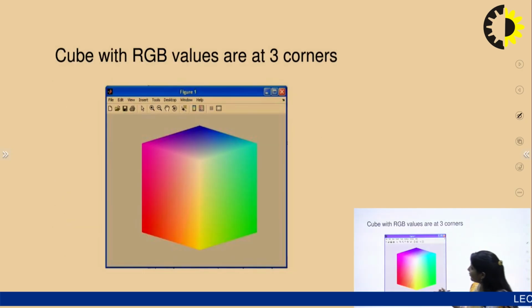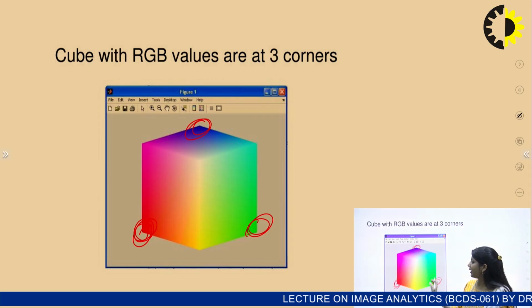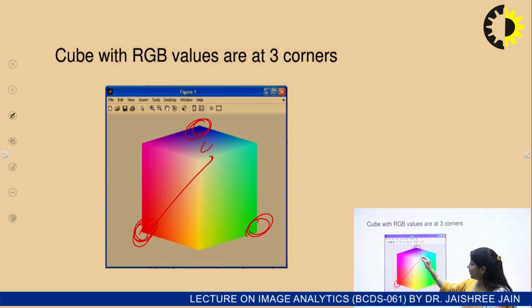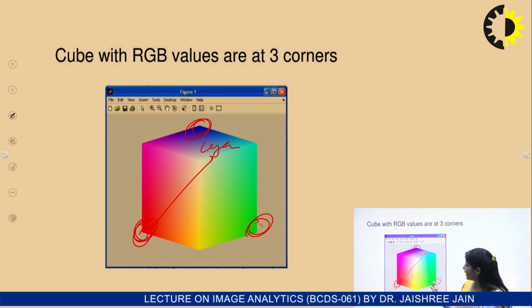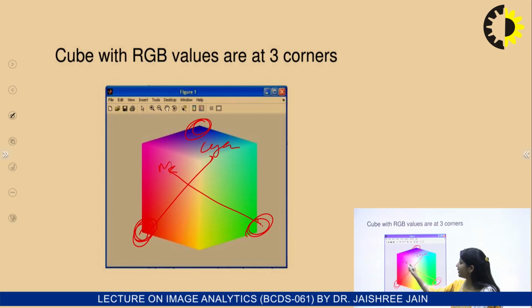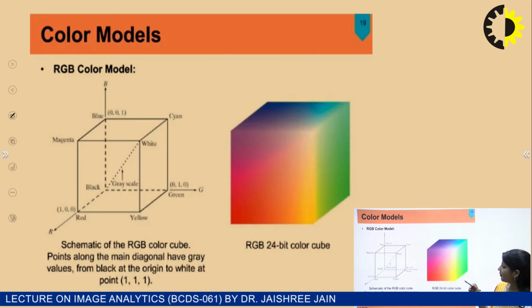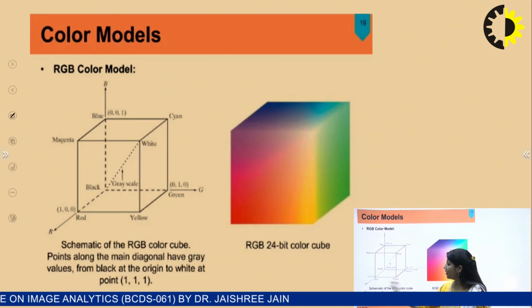So actually we can represent this as a cube, with the RGB values at three corners. We can see here this is pure red, this is pure green, and this is pure blue, and the complement of red is cyan, the opposite of green is magenta, and the opposite of blue is yellow. The CMY model I already told. We can represent this in the form of a cube in XYZ 3D space, because the RGB model is used. So we have a 3D space.